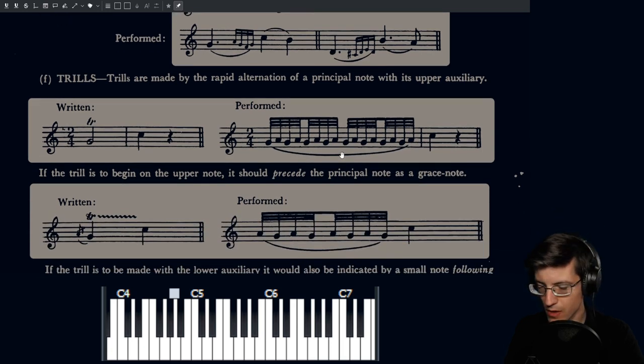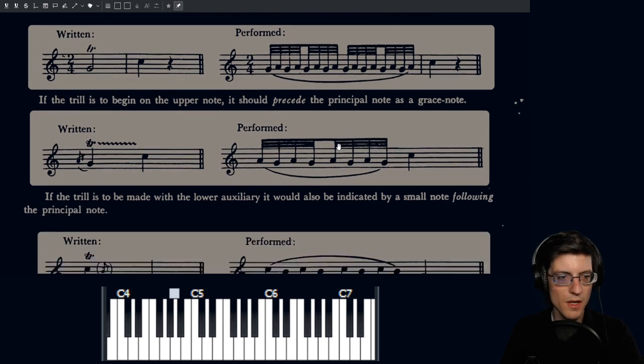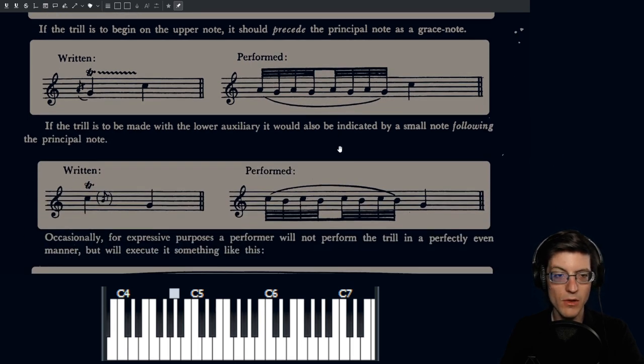Trills are made by the rapid alternation of a principal note with its upper auxiliary. So that's a trill. If the trill is to be written on the upper note, it should precede the principal note as a grace note. So there's our trills. If the trill is to be made on the lower auxiliary, it should be indicated by a small note following the principal note.